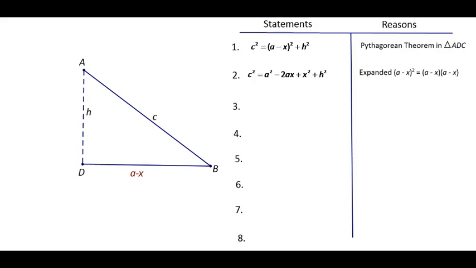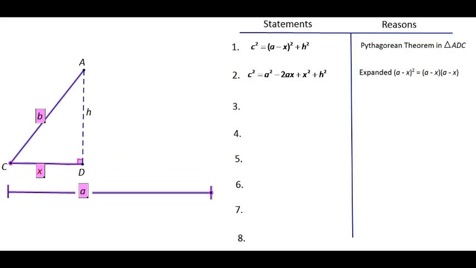Next, we hide the right side triangle and show the left side. And we now have, by the Pythagorean theorem, X squared plus H squared equals B squared. So we'll write that in our proof.